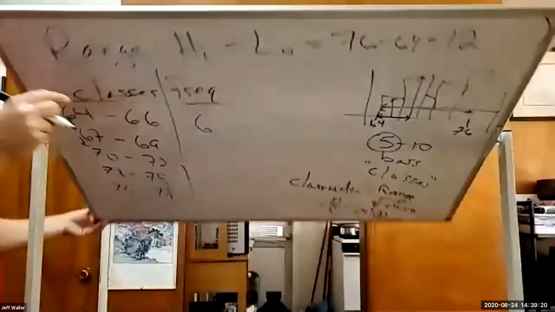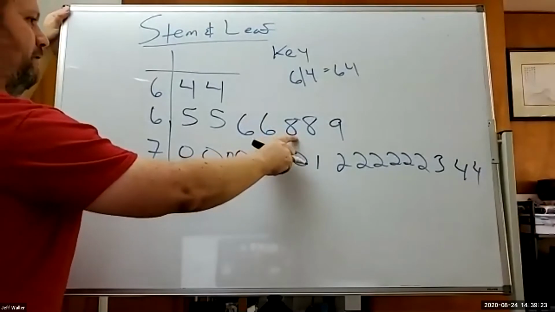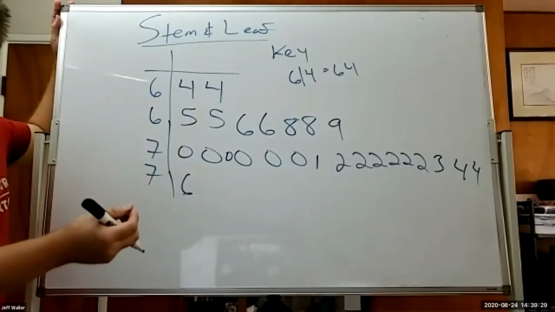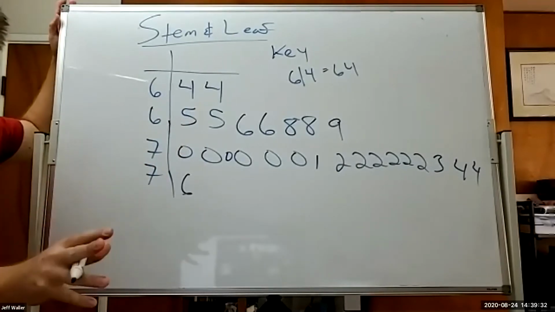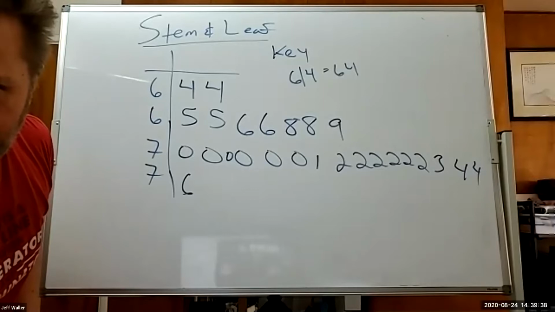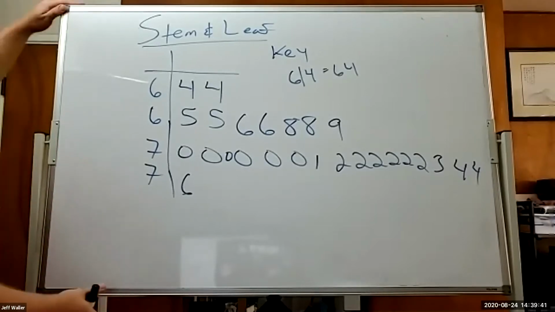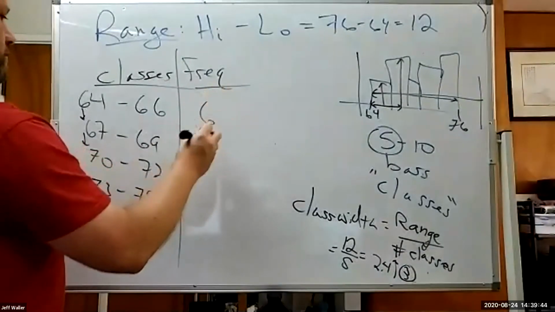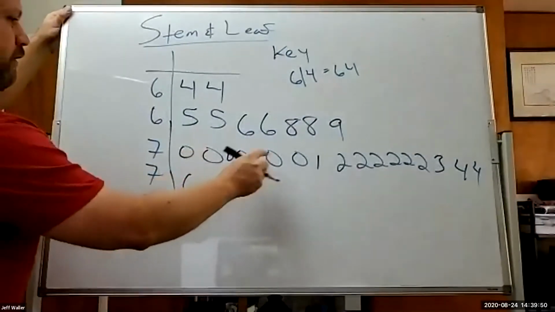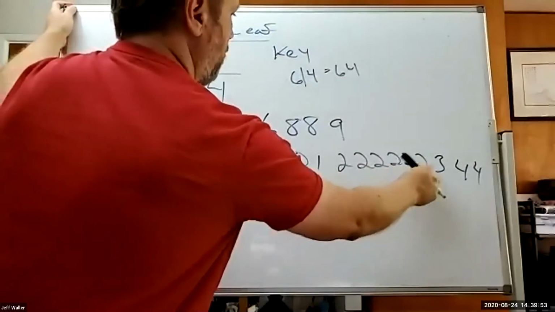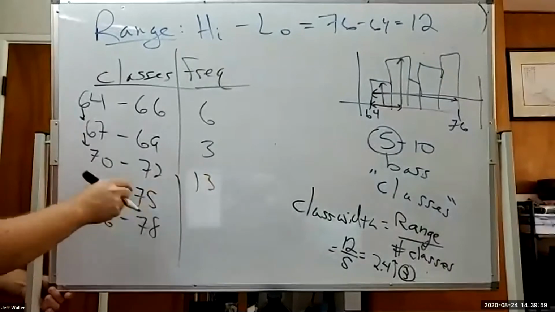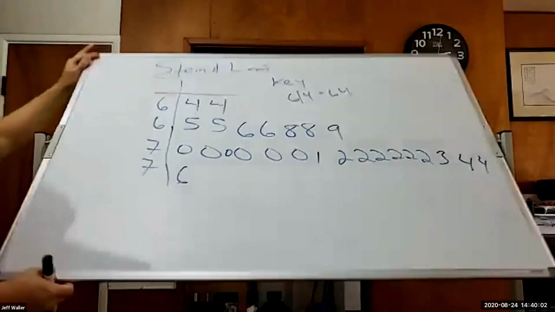What about 67 to 69? Three. Is everybody seeing where these numbers are coming from, or anybody not seeing? It's okay if you're not, just let me know. Somebody's got a thumbs up and somebody else says yes. Okay. So that's 3. 70 to 72: 1, 2, 3, 4, 5, 6, 7, 8, 9, 10, 11, 12, 13. Okay. 73 to 75: 1, 2, 3.